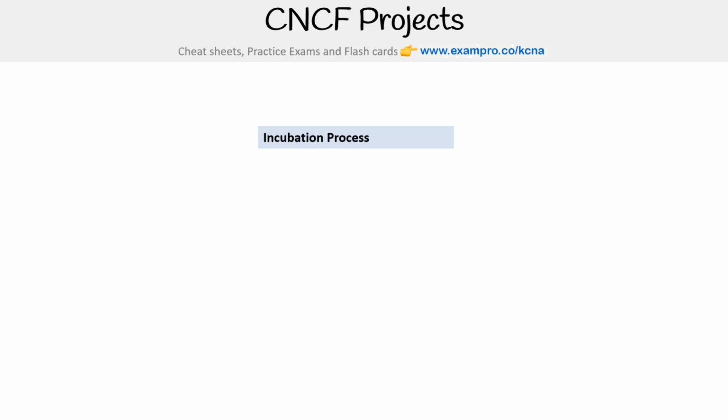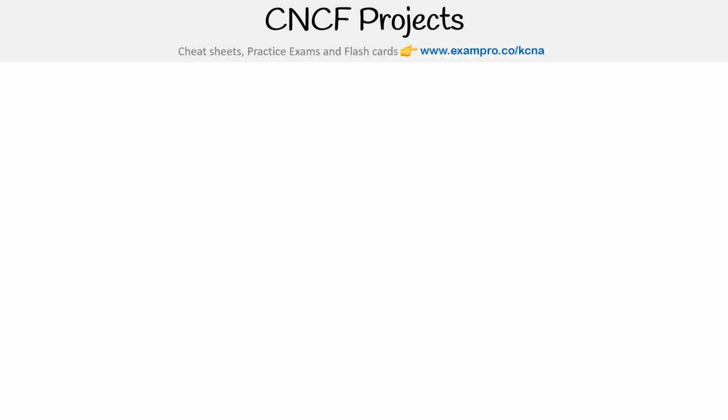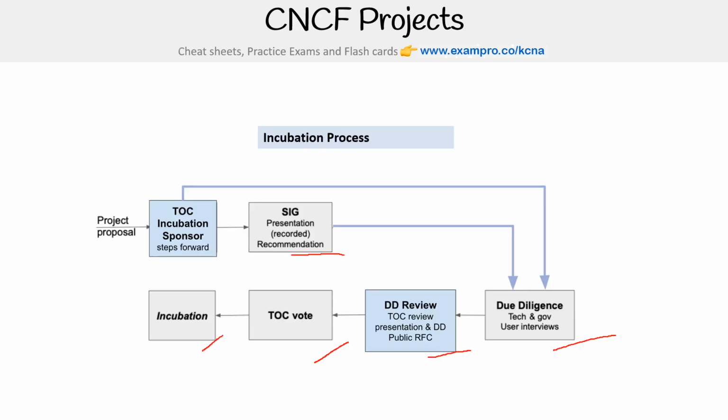Then there's the incubation process. So you have a project proposal, and it goes to special interest groups again, who make a presentation. Then there's a recommendation, and they do their due diligence with tech and governance user interviews. And then here we have another review with another presentation. The TOC votes on it, and it makes it into incubation. So you can see there's a lot there. I don't think there was one for graduated. There probably is a process, but I didn't see one, because if there was, I'd have it here.